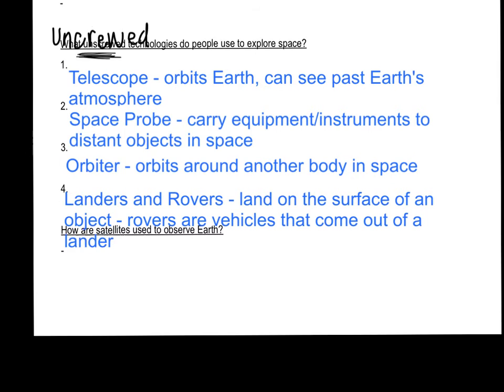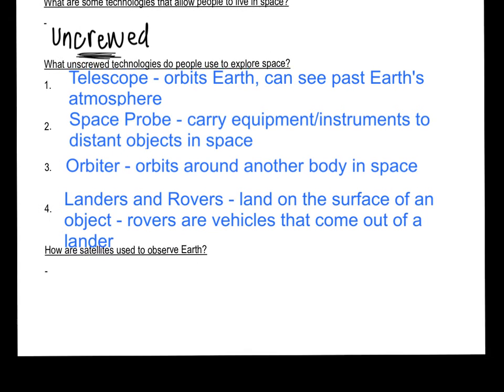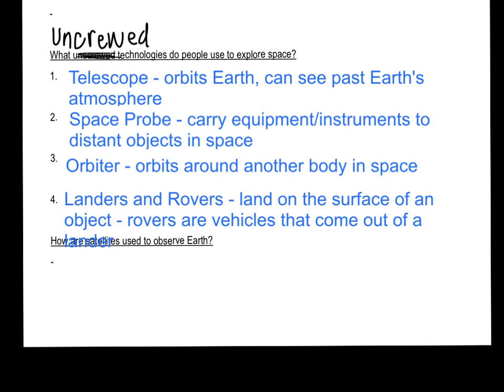So the lander is the larger thing that's going to land on the surface, and rovers are going to come out of a lander, and then you can zip around a planet or the surface of something and collect information.